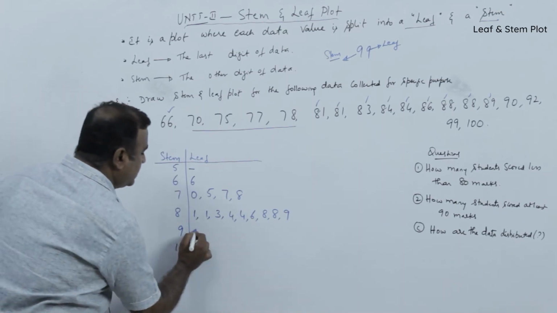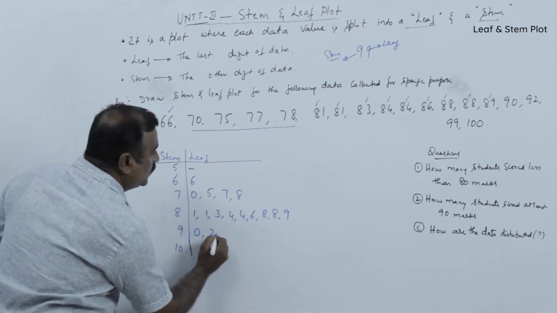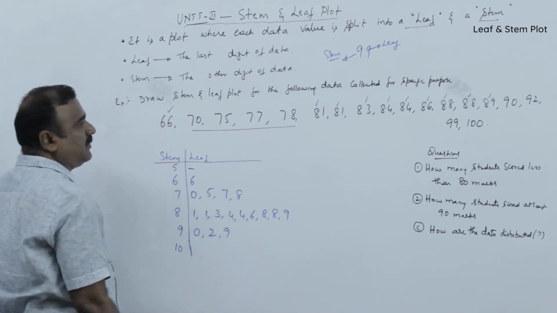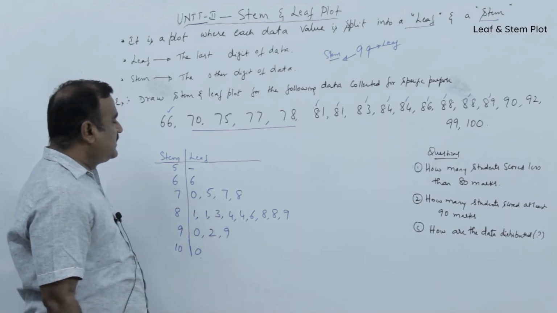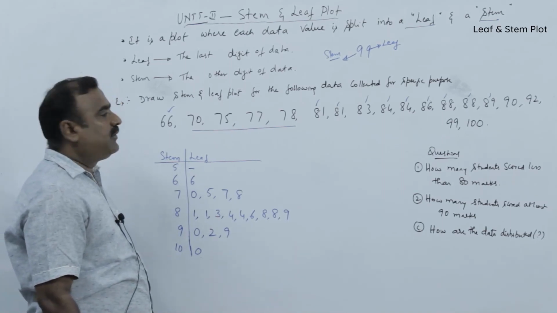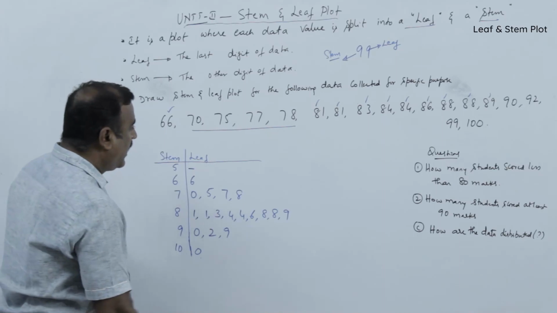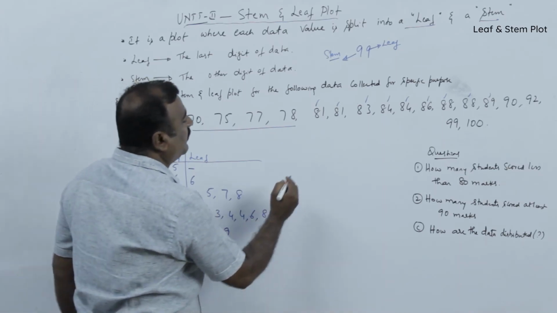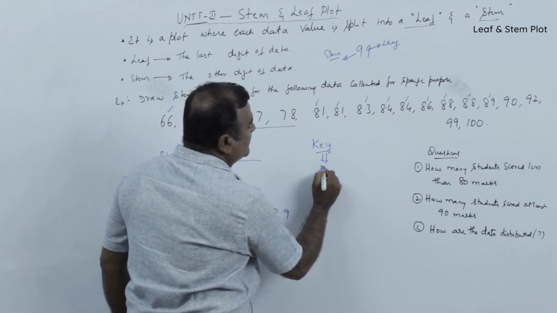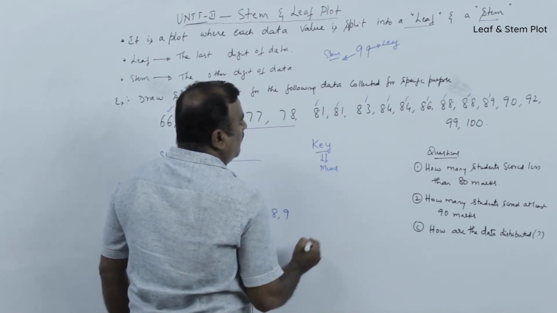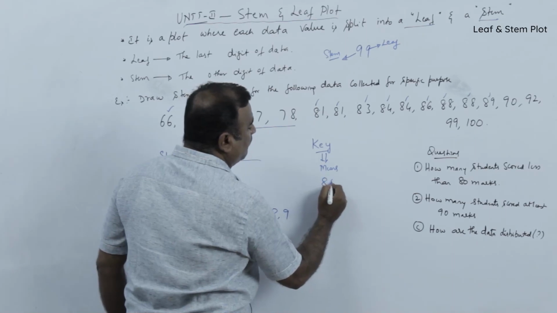For 90, it is 0 here, 2 and 9. Three data are available. For 100, it is 0 here. So this is how we draw the stem and leaf plot for this data. Next is how you are going to read this. The key tells you how to read this data. For example, take it as 85.